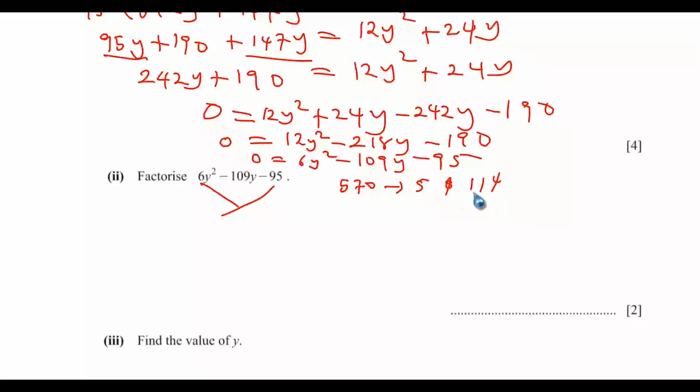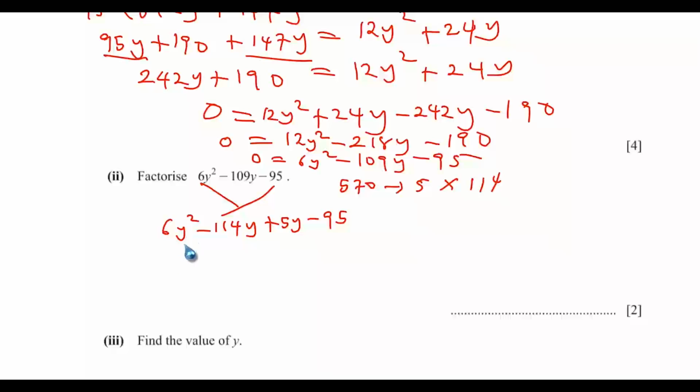Okay, so how do we arrange this now to get this? Sorry, instead of and here, you can put multiplication here. So that means we're going to have minus 114 plus 5y, and that will give us the middle expression here. So this will be 6y squared minus 114y plus 5y minus 95. Okay, so it is not an equation, so we need to factorize.